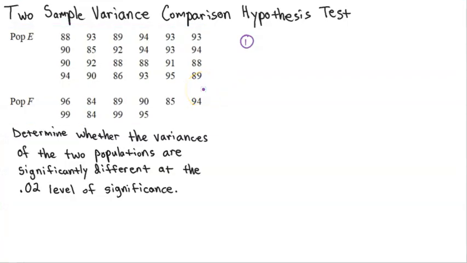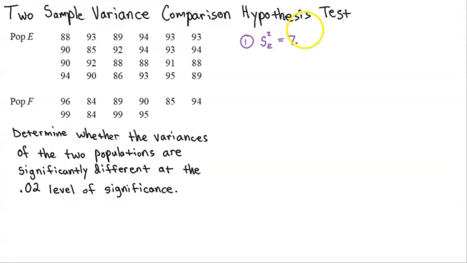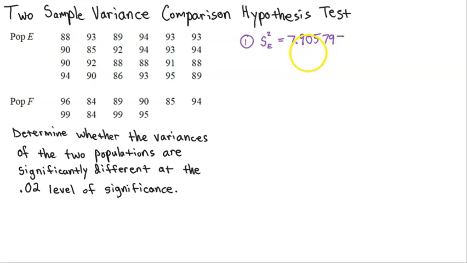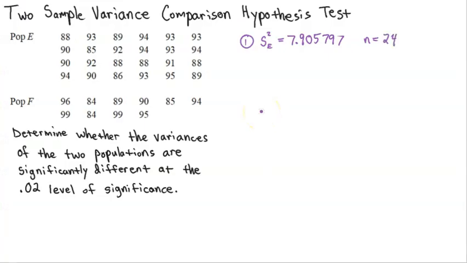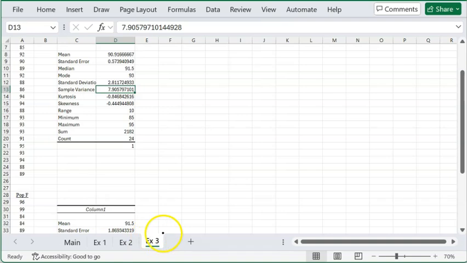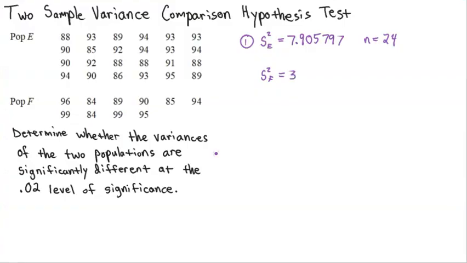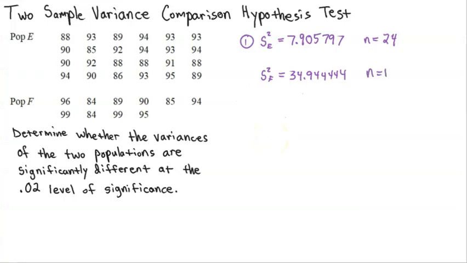The sample variance from population E is 7.905797, and our sample size, N, is 24. Then the variance from the sample from population F is 34.94444, and our sample size, N, is 10.